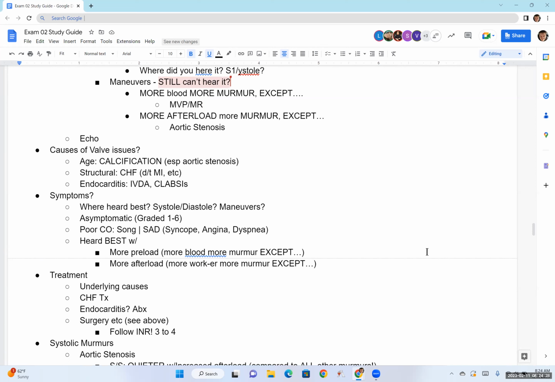With maneuvers, the slide was talking about hand grips. Why exactly? When you hand grip, you're increasing the pressure in the chest that the heart is working against. It's difficult to do foot grips. The question was, why does afterload increase with hand grips? Because you're contracting your vessels, right? You're going to be able to appreciate a louder murmur if that murmur responds to increased afterload, which is all of them except for aortic stenosis.